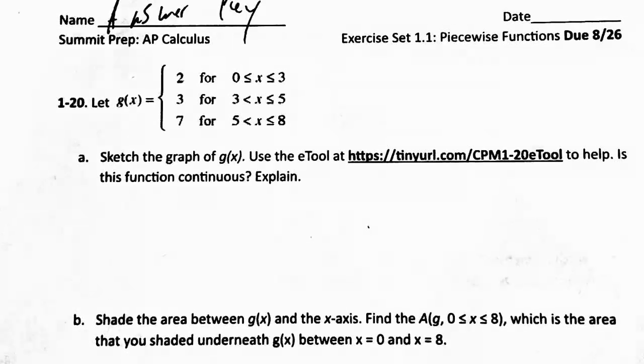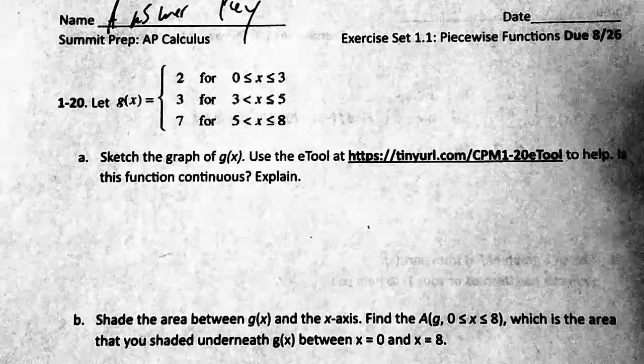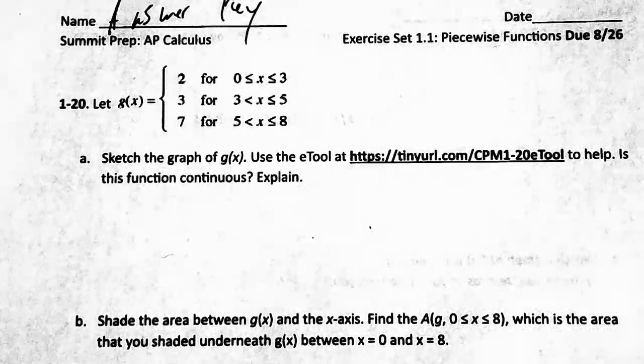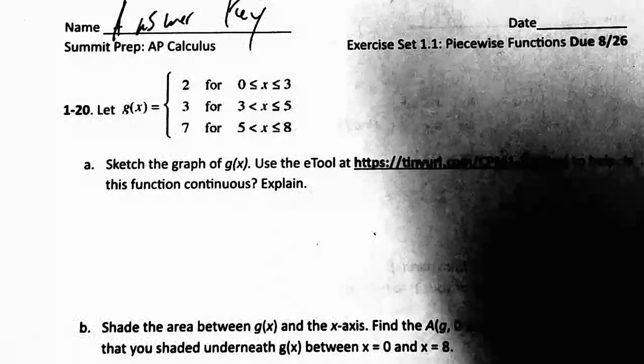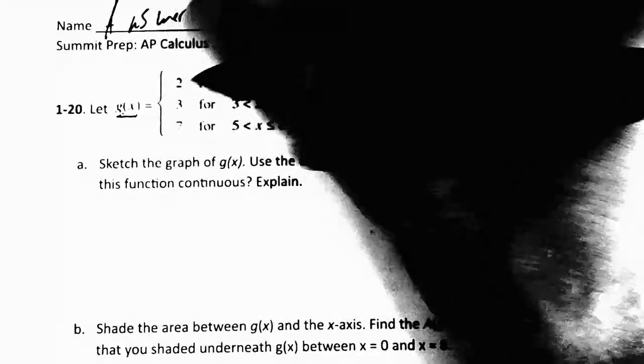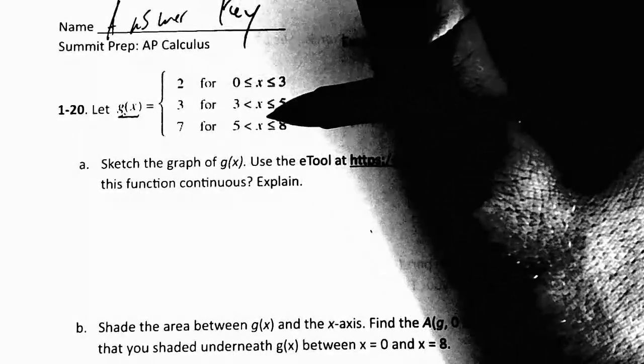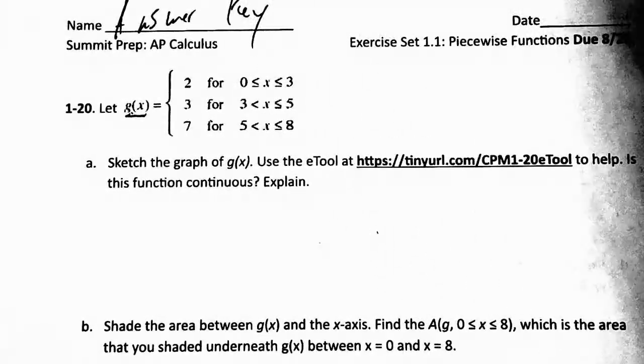All right. This is the answer guide for exercise set 1.1 for AP Calculus. So, first problem, we are given a piecewise function g of x. We're told that it equals 2 from 0 to 3, 3 from 3 to 5, and 7 from 5 to 8.